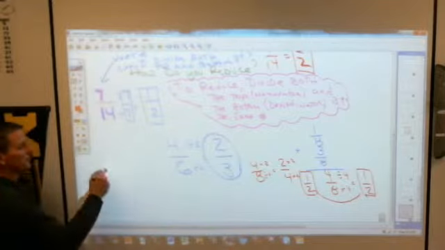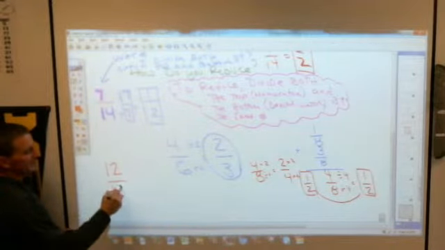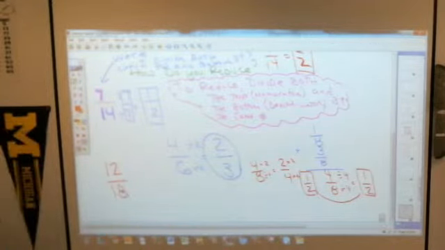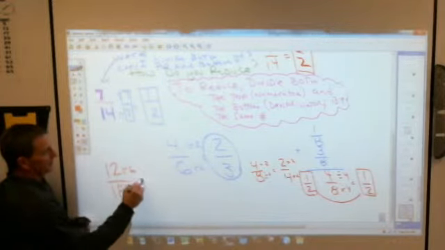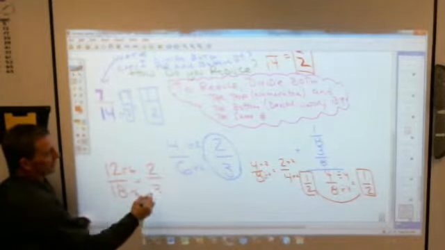How about this one? 12/18. If I asked you to reduce that to its lowest terms, what can you divide both 12 and 18 by? Andrew? 6. 6. If I cut them both by 6, I end up with 2/3.